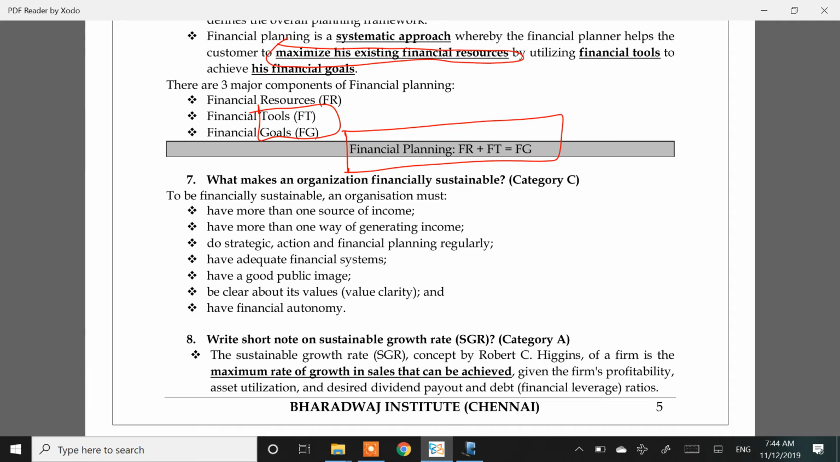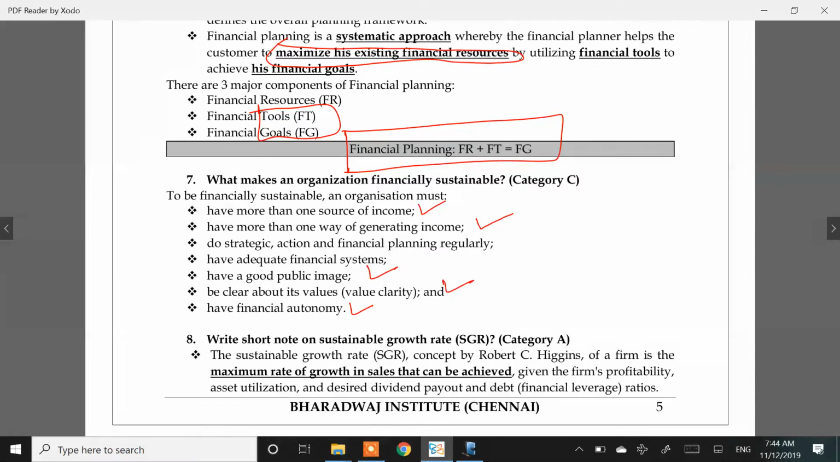What can make an organization financially sustainable? Now, when you see this question, you think about what can make an individual financially sustainable rather than even thinking about an organization. Now, I should have more than one source of income. That is also at my personal end. If there is more than one source of income, it can help me become financially sustainable. What is financially sustainable is my ability to meet my expenses. Have more than one way of generating income. Have a good public image. Be clear about values. Have financial autonomy.